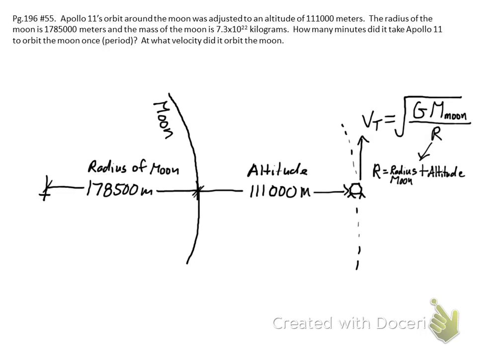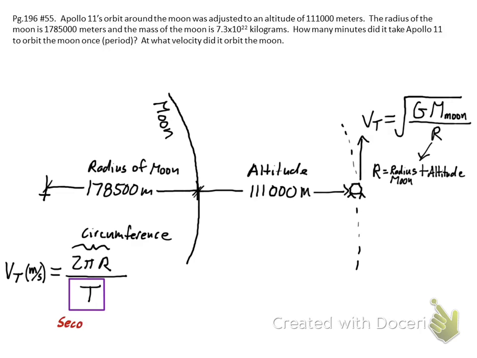Then, from my tangential velocity, to get my period, I know an alternate way of calculating tangential velocity is the circumference of my orbit divided by the time period. Once I found my tangential velocity using this equation, I can back calculate my time period in seconds.